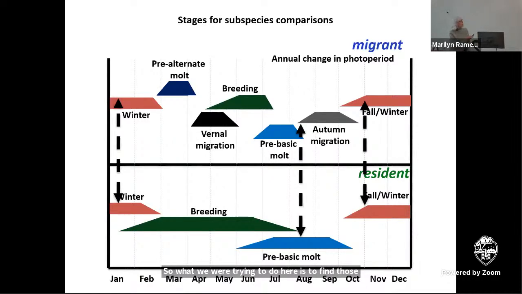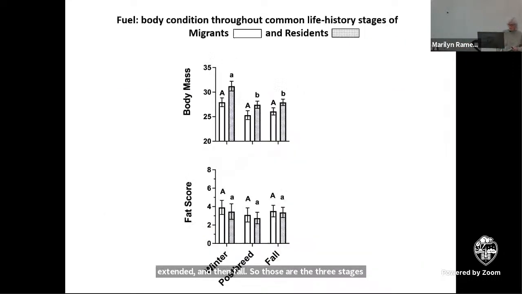And so we compared birds during the winter phase, post-breeding, which was a little bit difficult with the Nuttalls because their molt is much slower, much more extended over time. And then during fall. So those are the 3 stages we used to compare the migrants and residents.